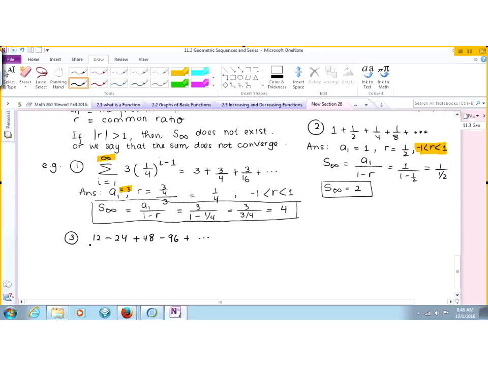So what is this? Doesn't exist? So let's see. This is the geometric series. What is a1? 12. What is r? -2. But then does r be between -1 and 1? So the absolute value of r is greater than 1. So what is your conclusion? The series diverges, right? Or you could say the series does not converge. Same thing.